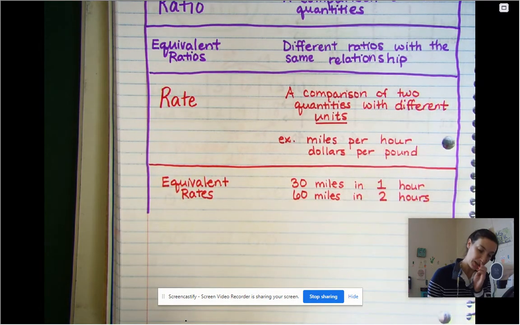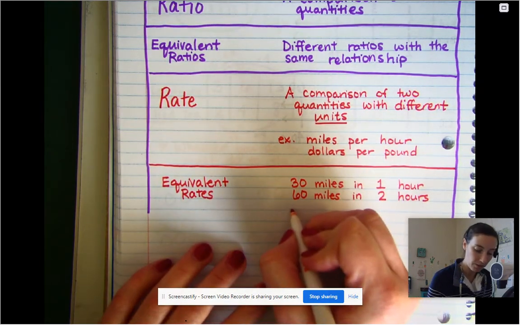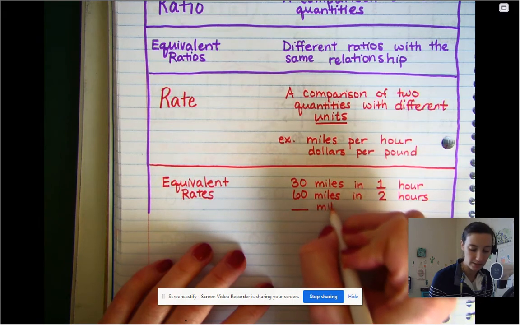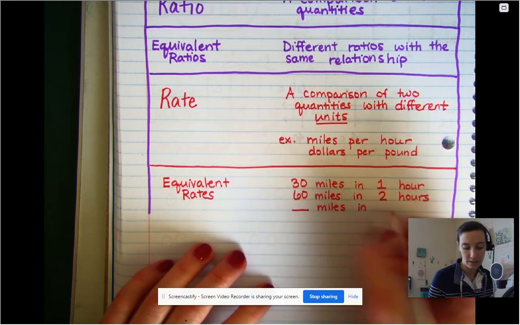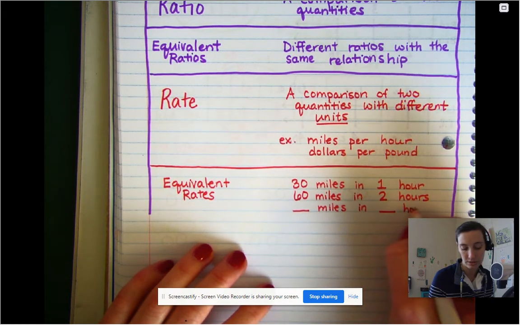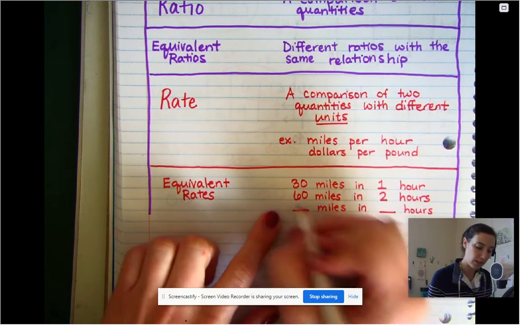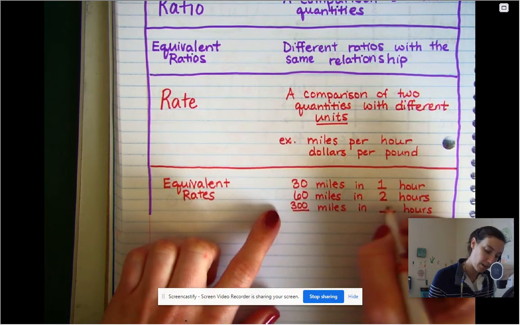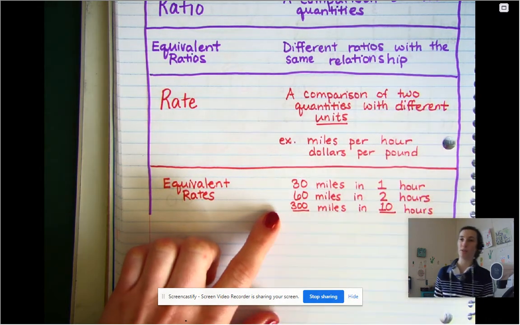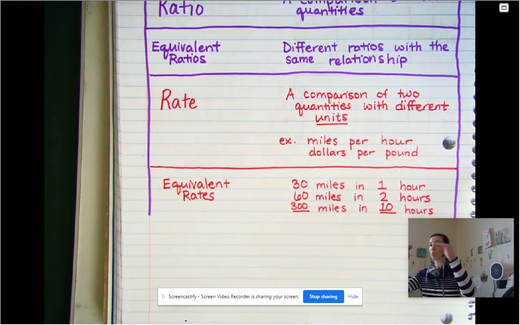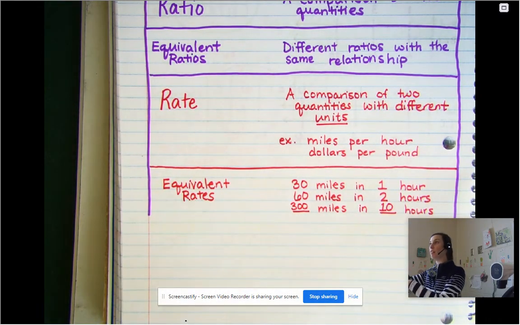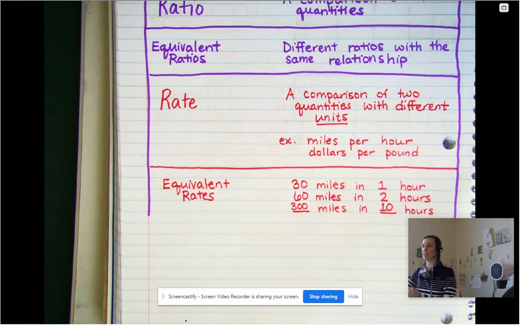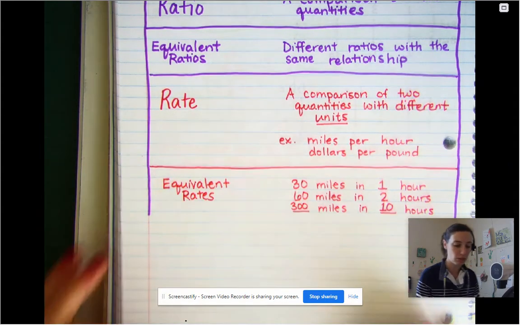It would also mean maybe write one of your own. How many miles in how many hours? I'm going to say 300 miles in 10 hours. You can write a different amount if you want. Okay, the rate is staying the same. The rate of miles per hour is staying the same. So those are equivalent rates.